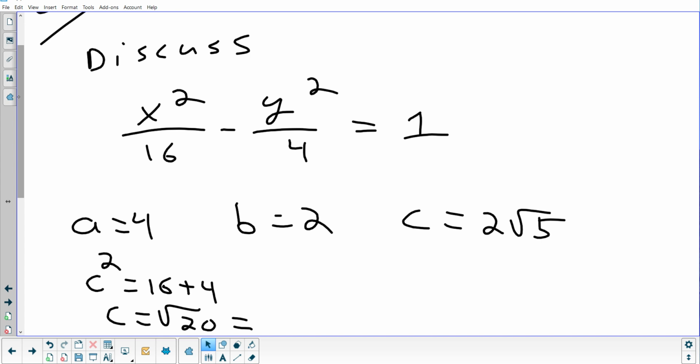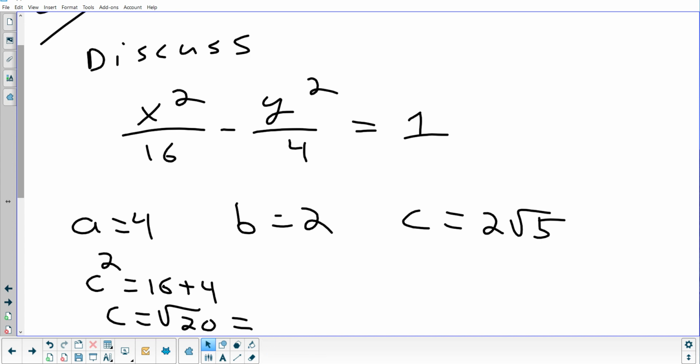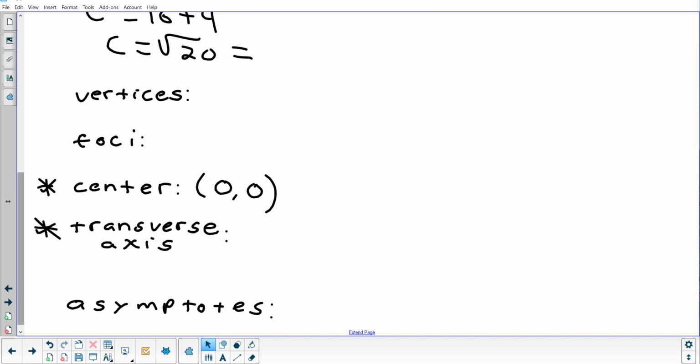Should be horizontal. Why? Because the X is to the left. Right, the X is the letter on the left. It's the positive letter. So who cares about the bigger number today? It's all about which letter is positive. It's the X. So now that tells us that everything is left and right of the center.